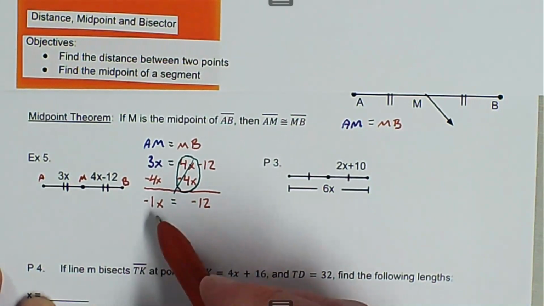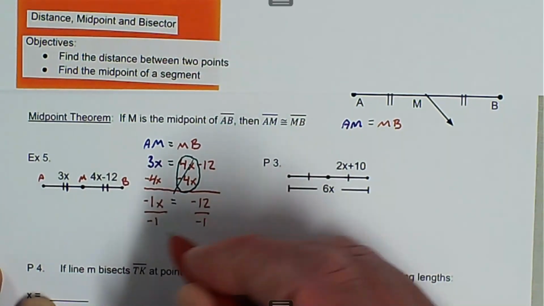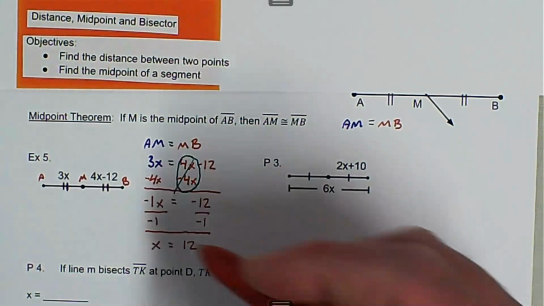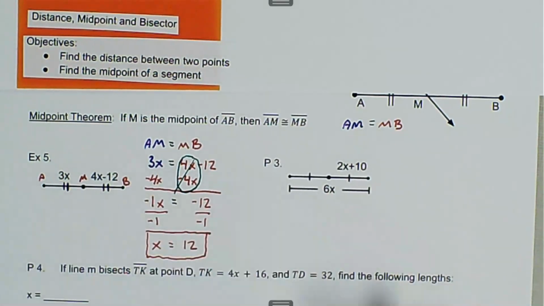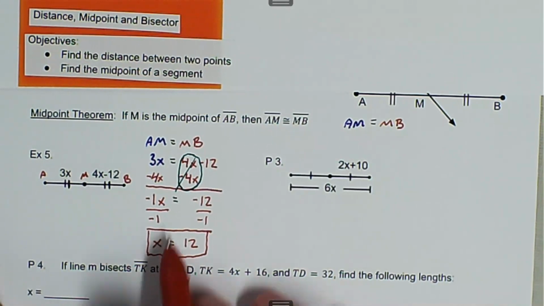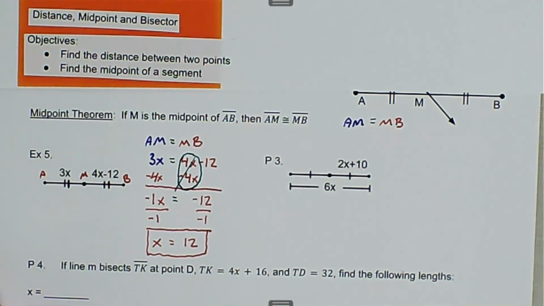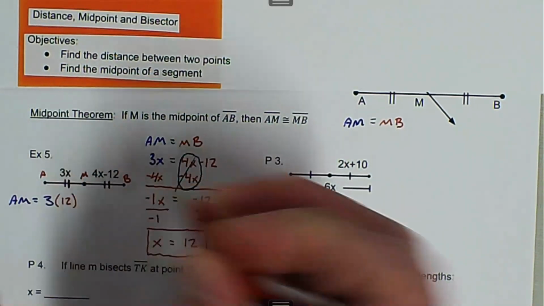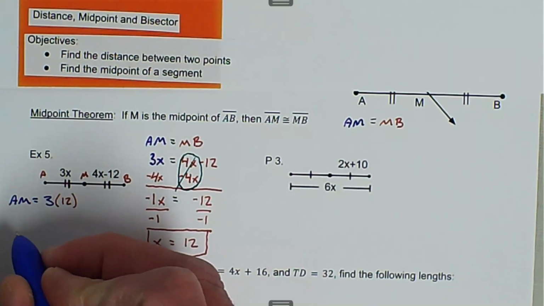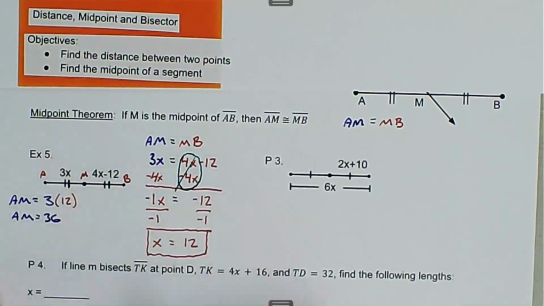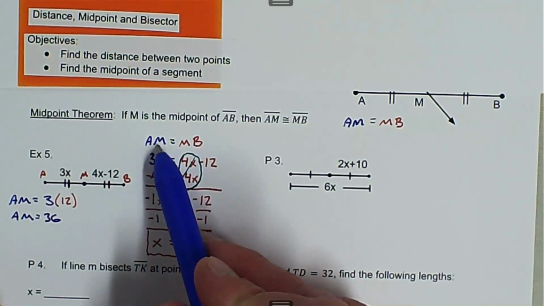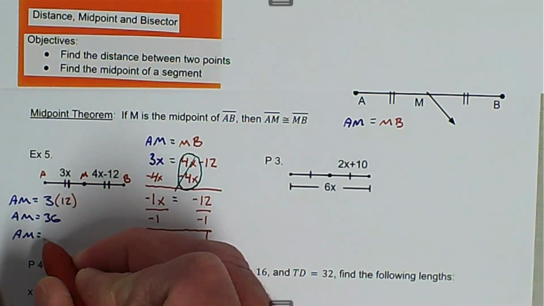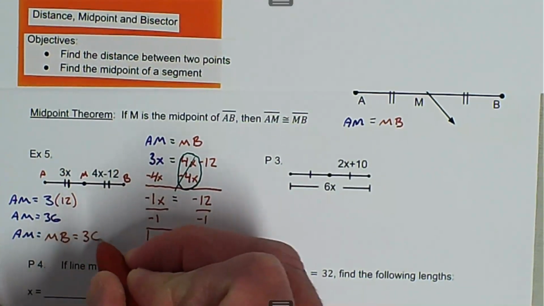And then we want to get x by itself, so we have to divide both sides by negative 1. And we get x is equal to 12. Then to finish it out, a lot of the times in these example problems, we'll have to say, what's the value of each side? So we will take our x value and substitute it into AM. So AM is equal to 3, and we said the x value was equal to 12. So 3 times 12 is 36. Okay. Now, because we know that AM is equal to MB, because M is the midpoint, we also know that MB is also equal to 36.